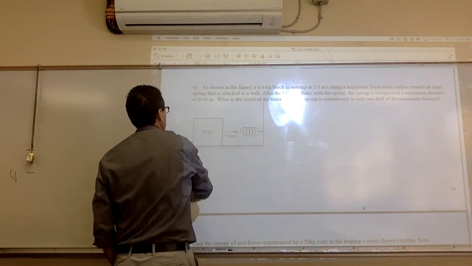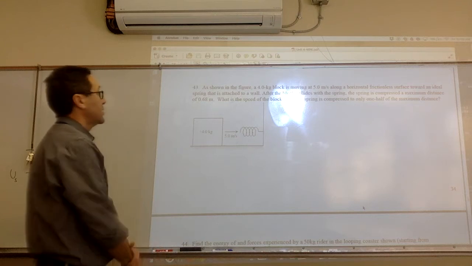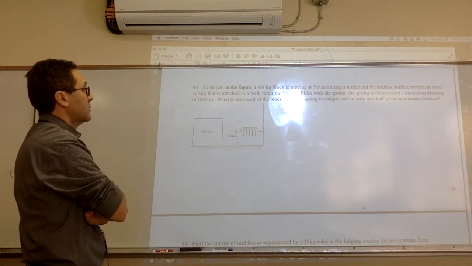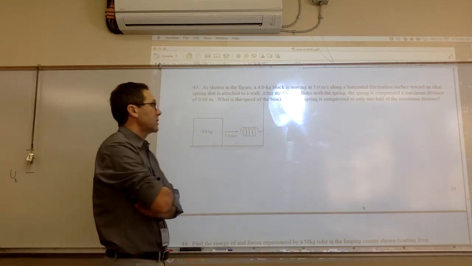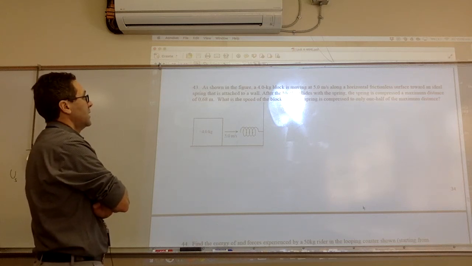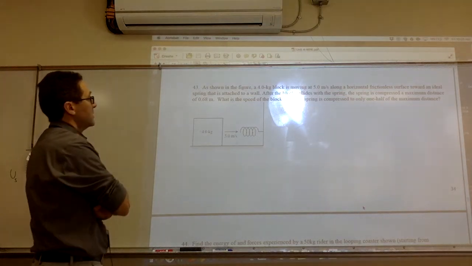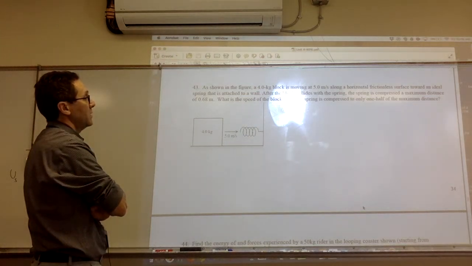Okay, number 43. As shown in the figure, a 4-kilogram block is moving at 5 meters per second along a horizontal frictionless surface towards an ideal spring. An ideal spring means it obeys Hooke's law, there is no friction. That is attached to a wall. After the block collides with the spring, it is compressed a maximum distance of 0.68. What's the speed of the block when the spring is compressed to only half the maximum distance?